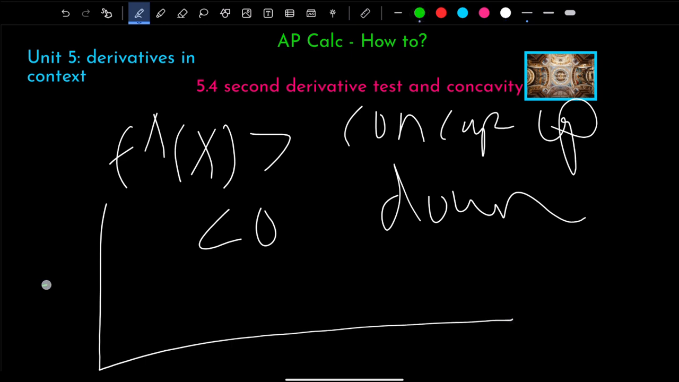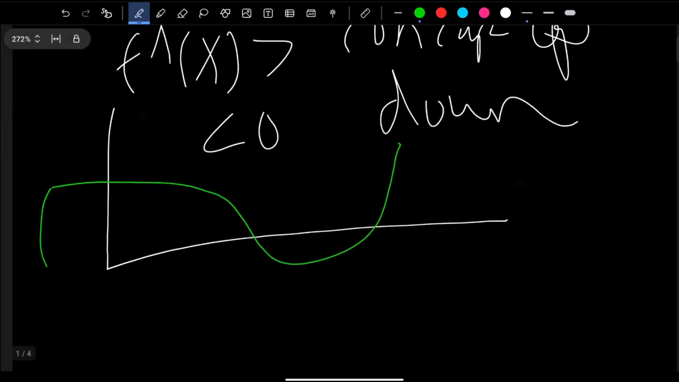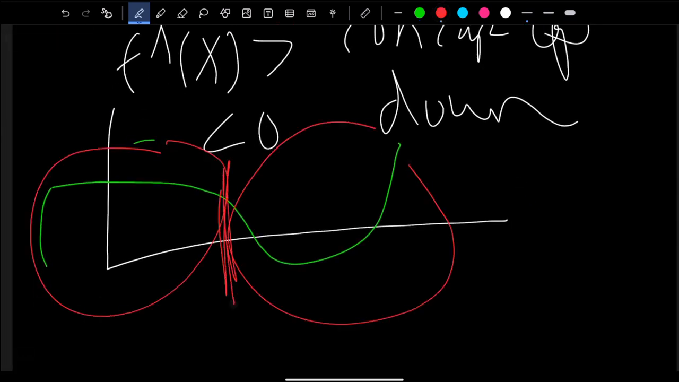So if we have something like this, it changes from concave down to concave up right at this point. Let's say x equals 1. So that's our point of inflection.